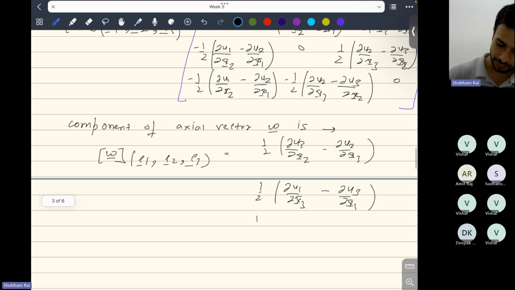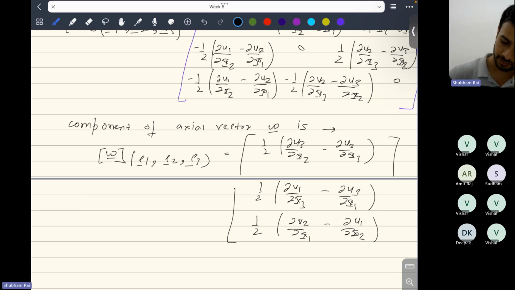And the third component is half of del u2 by del x1 minus del u1 by del x2. So this is the axial vector corresponding to this antisymmetric tensor W.